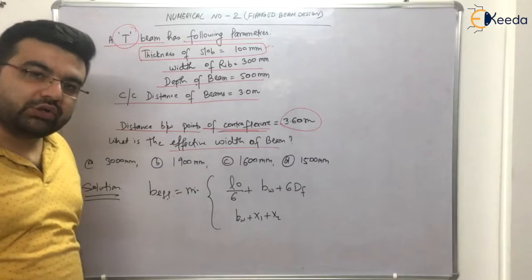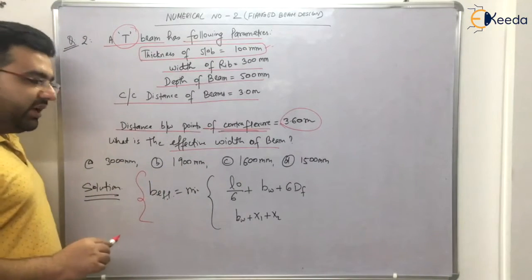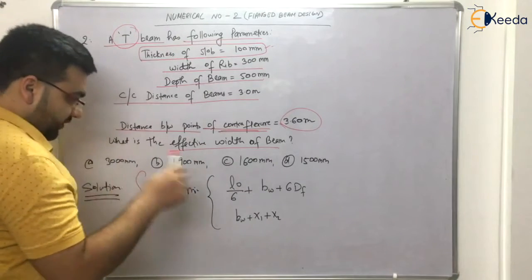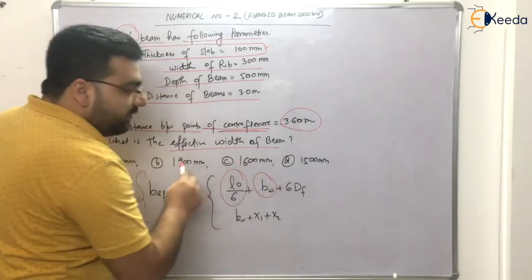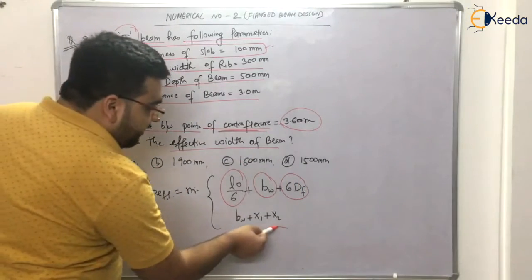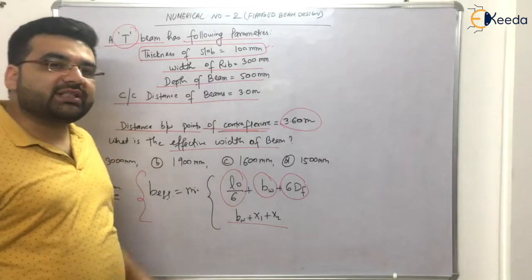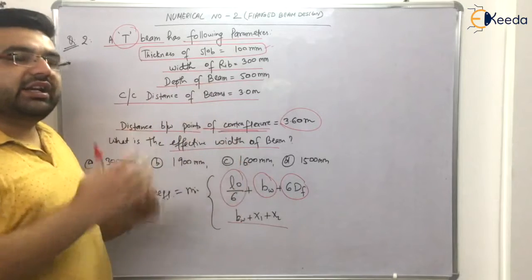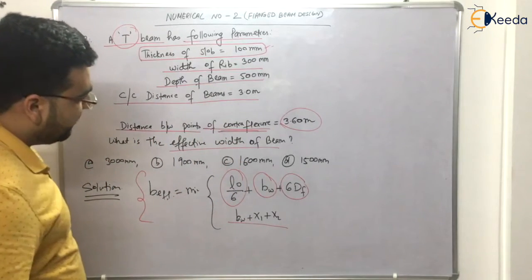I have already given you a formula that the effective width of the flange is given by L0 by 6 plus width of the web plus 6 times the depth of the flange, or B width of the web plus x1 plus x2. What are x1 and x2? That is half of the adjacent clear span. So BW plus x1 plus x2.